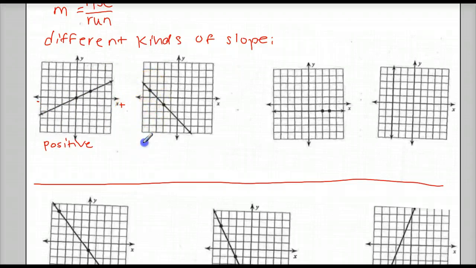This one then would be a negative graph. So think of a car going downhill. You're going down, down, negative. And again, moving from left to right, are the numbers getting smaller? Are we going down or are we going up? We are going down. So this is a negative graph.